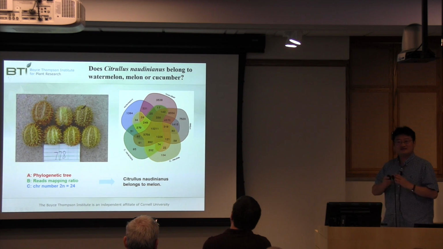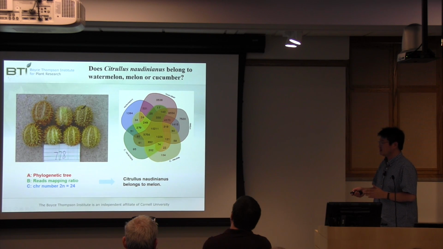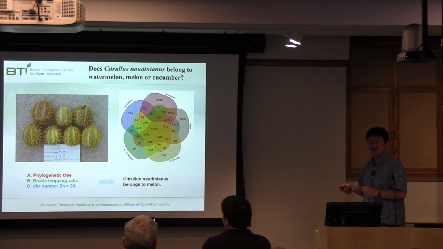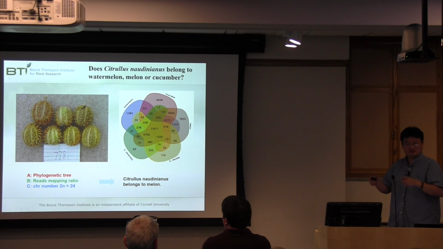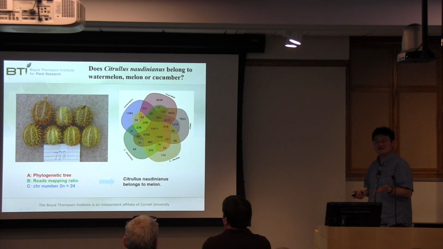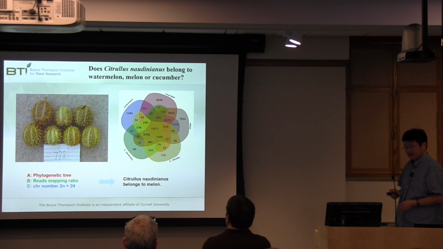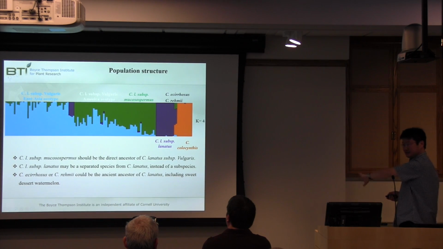And also we did FISH, and we found the chromosome number of this one is 24. It's 12 chromosome pairs. That's the same as melon. The cucumber has 7 chromosome pairs, watermelon has 11, and the melon has 12. So we conclude that this one is not a watermelon species. It should be a melon species. So we did not use this one in the downstream analysis.